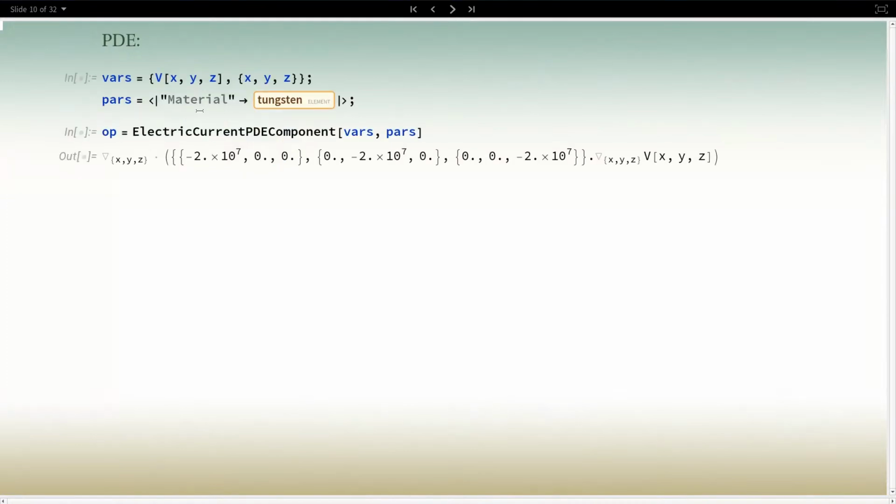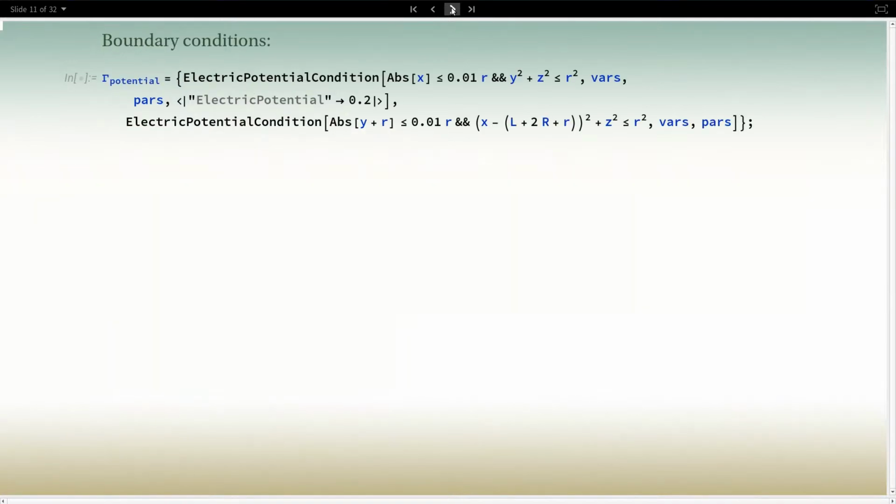And now you start to specify the variables. So the electric potential in 3 spatial dimensions, X, Y, Z, are the independent variables. We've chosen tungsten as a material. You could either specify the material properties yourself, like the electrical conductivity, if you have that, or get a material from an entity. And the electric current PD component with the vars and pars that we just specified is going to give you the PDE operator. This is a very simple case, just to illustrate basically what the workflow is.